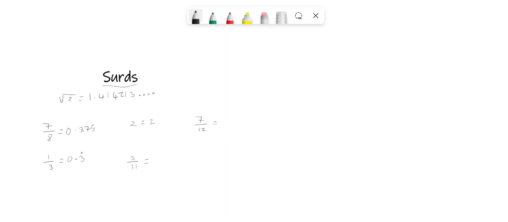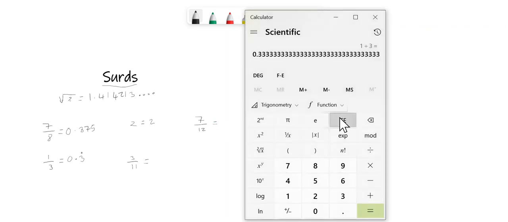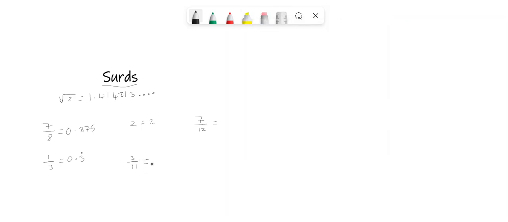3 over 11. If we take this number, 3 over 11, that's equal to 0.27, and see the way the 27 just keeps repeating. So it's 0.27, and this 27 just keeps repeating on and on and on. So we can draw two points over the 27 to indicate that these numbers keep repeating.